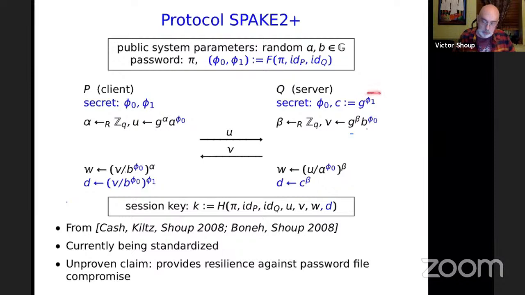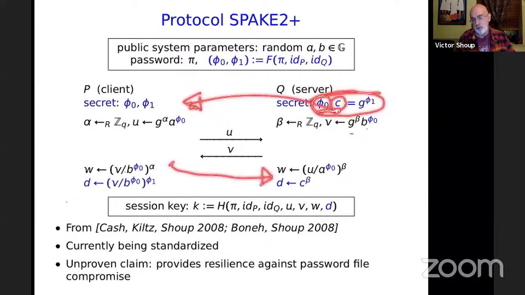So for this particular protocol, if the server is compromised, then the adversary gets to see this phi zero and this group element C. It's a subtle point here. Once the adversary obtains this information, he knows everything that the server knows. So the adversary can impersonate the server to an unsuspecting client, right? However, what you want to prevent is that it's easy for the adversary now to turn around and impersonate the client back to the server. So even though the server is compromised, he's actually still there, right?